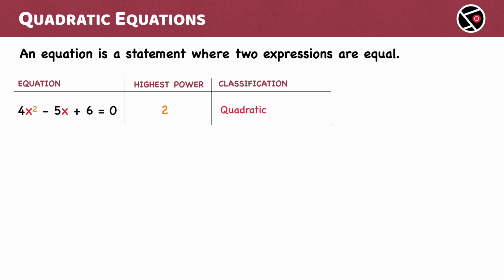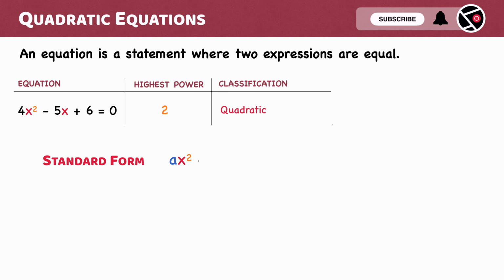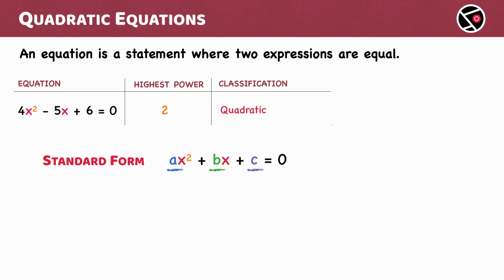We can write any quadratic equation in this standard form. ax squared plus bx plus c equals 0. Here a is the coefficient of x squared, b is the coefficient of x, and c is the constant term. In our example, a equals 4, b equals minus 5, and c equals 6.